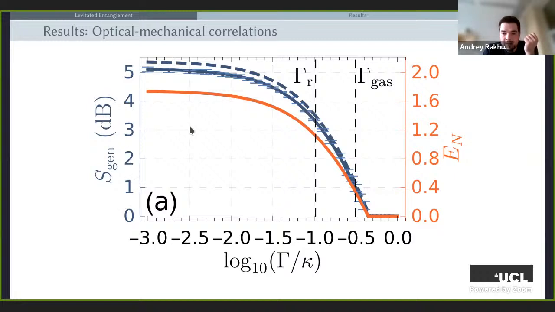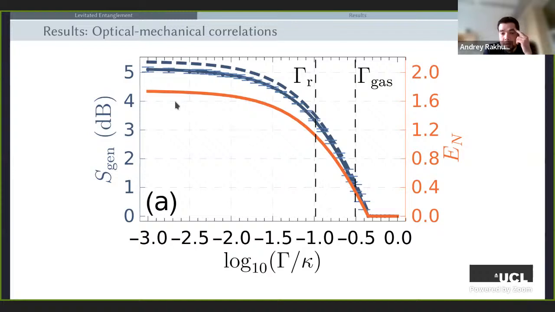Here they are plotted as a function of the heating rate, which is the viscous damping rate of mechanics times the occupation of the mechanical bath. So this is really the rate at which thermal phonons enter the mechanical mode from the bath, in units of the cavity line width. These dashed vertical lines show the experimentally relevant values which are achievable in the setup which we were aiming for.